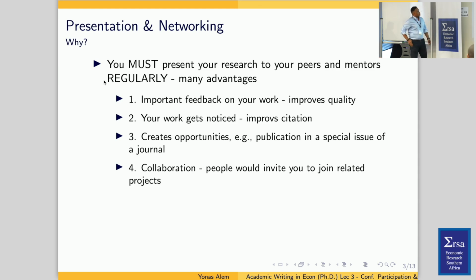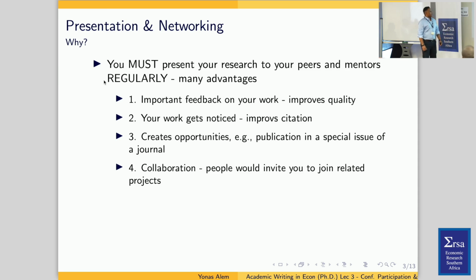Second advantage is your work gets noticed. It improves your citations. Citation is one measure of your impact as a researcher. At the end of the day, if your paper doesn't have any impact, even if it's published, what's the point? So presenting it in a conference will improve its citations because the conference will communicate it on its website. People will know about it. It will be on YouTube, LinkedIn, Twitter.